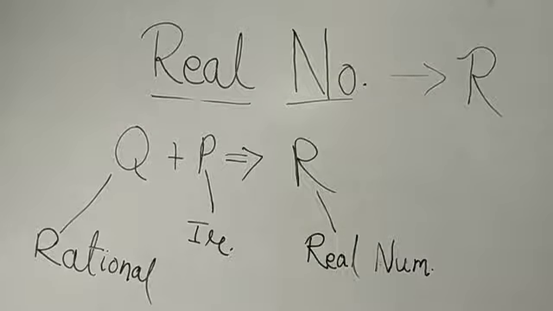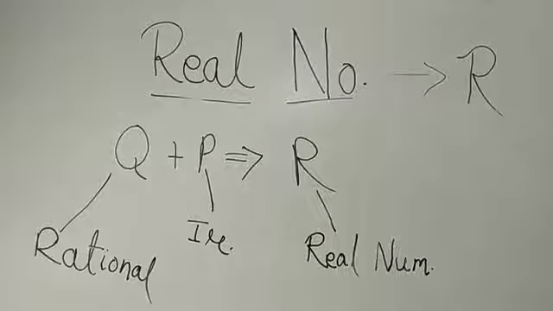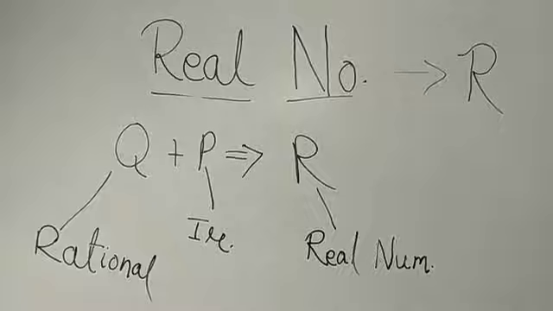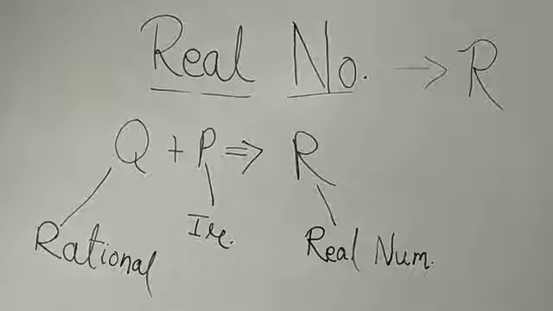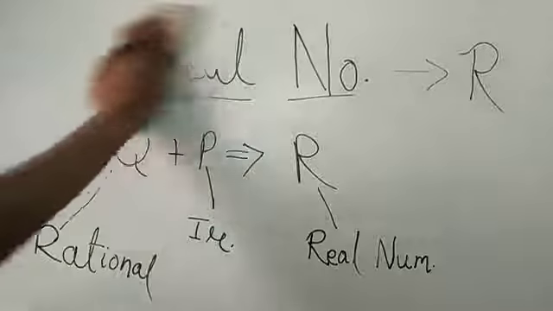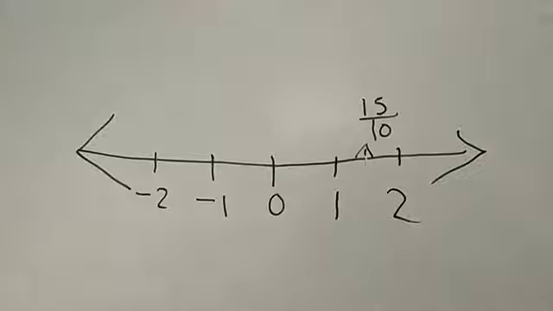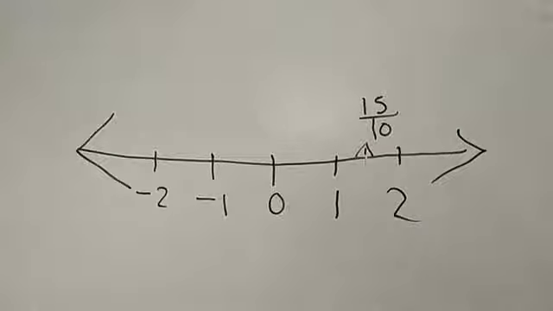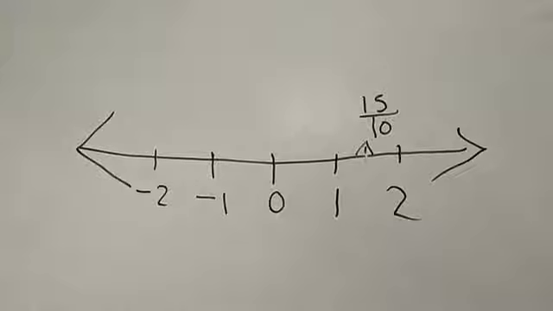This means that real numbers contain all the rational as well as irrational numbers, meaning they contain all the numbers in the world. Understand? These are the most numerous numbers. Moving on, we can see the number line. This number line is composed of real numbers. It just contains real numbers.